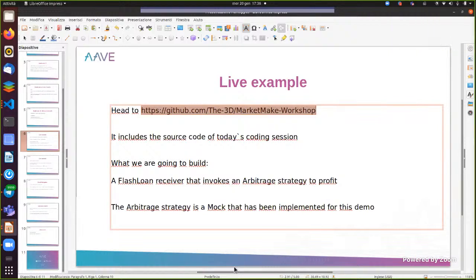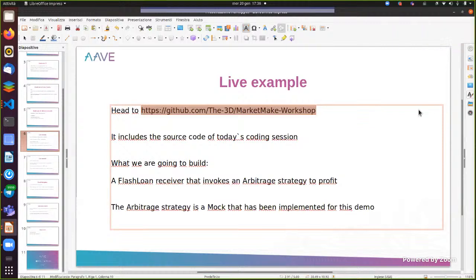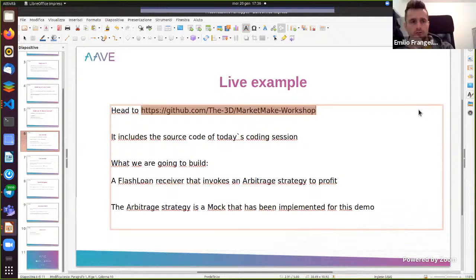One of the questions was from YouTube: how can I use the protocols on an already deployed ERC20? Which protocols would you recommend? I'm not completely sure of the question. Can you read it again? How can I use the protocols on an already deployed ERC20? Which protocols would you recommend? Okay, I'm not completely sure of the question.